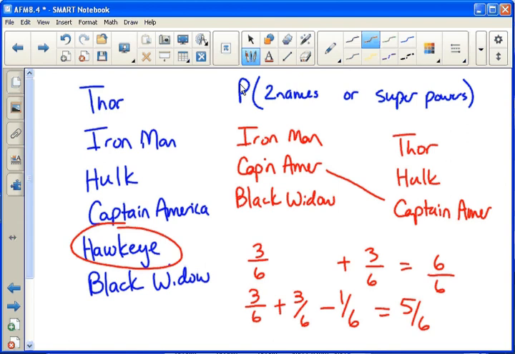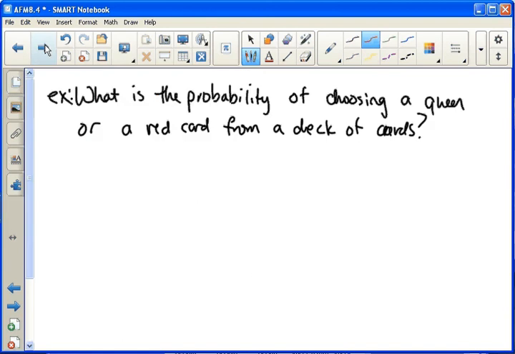So what is the probability of choosing a queen or a red card from a deck of cards? So we have to think, is this mutually exclusive or mutually inclusive? Well, this is mutually inclusive because it is possible to be a queen that's also a red card. There are 2 red queens in the deck. So we take the probability of a queen plus the probability of a red card, and we need to subtract the probability of a red queen, because that would be where they overlap.